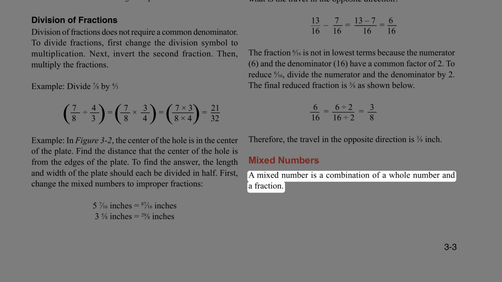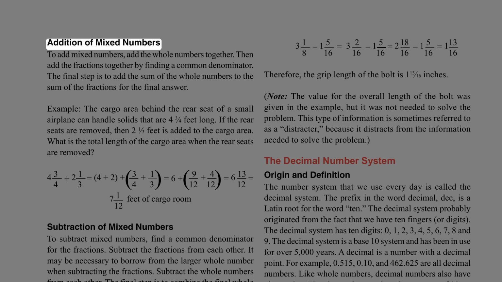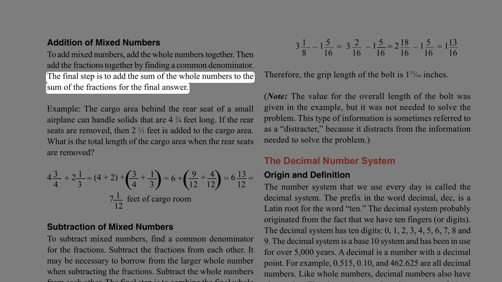A mixed number is a combination of a whole number and a fraction. Addition of mixed numbers. To add mixed numbers, add the whole numbers together. Then add the fractions together by finding a common denominator. The final step is to add the sum of the whole numbers to the sum of the fractions for the final answer.